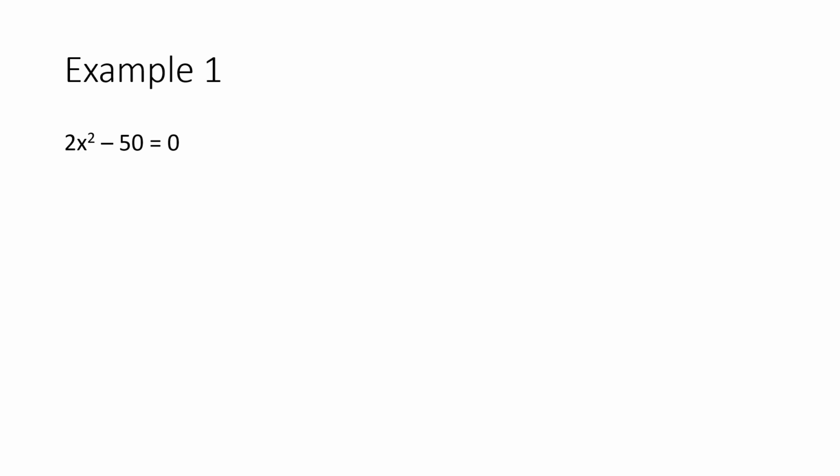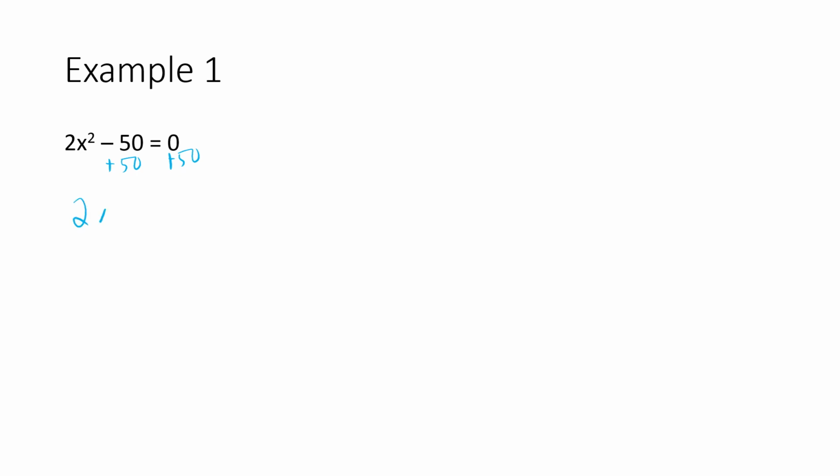So here's an example. I'm just going to work through all the different things that you might see when it comes to doing problems like this. This one is 2x squared minus 50 equals 0. You can tell there's no x term in there. And so we're just going to build off what we know about solving linear equations and isolate the x. So I'm going to start by adding 50 to both sides.